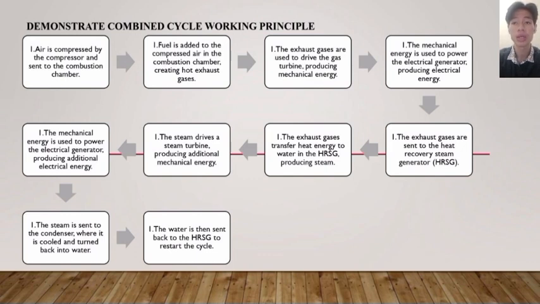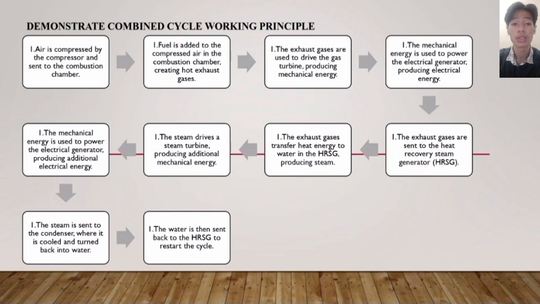The first step is air is compressed by the compressor and sent to the combustion chamber. Then fuel is added to the compressed air in the combustion chamber, creating hot exhaust gases. The exhaust gases are used to drive the gas turbine, producing mechanical energy. The mechanical energy is used to power the electrical generator, which produces electrical energy.